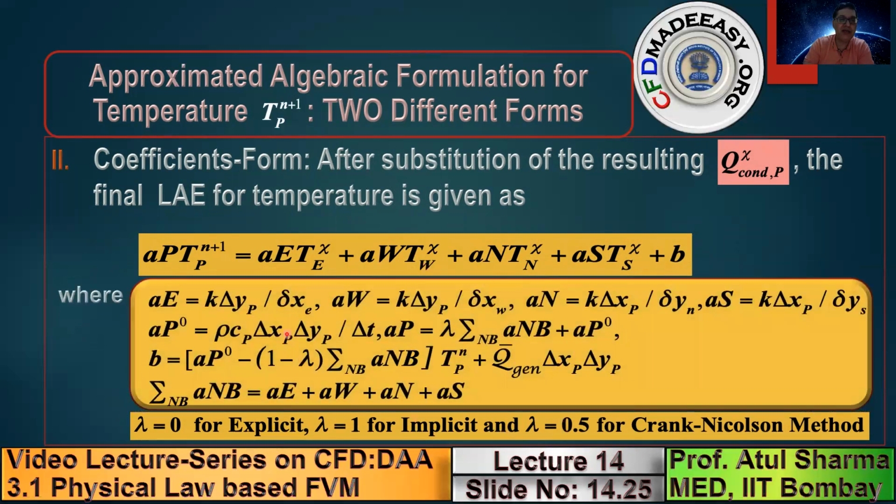This is the final algebraic equation which is used, where you can see that temperature at P is a function of temperature at east, west, north, and south. And these are all the coefficients, as I mentioned earlier. These coefficients consist of two things: thermophysical properties like K, rho, Cp, and geometrical parameters, which are like the width of this control volume, surface area, and volume of the control volume.